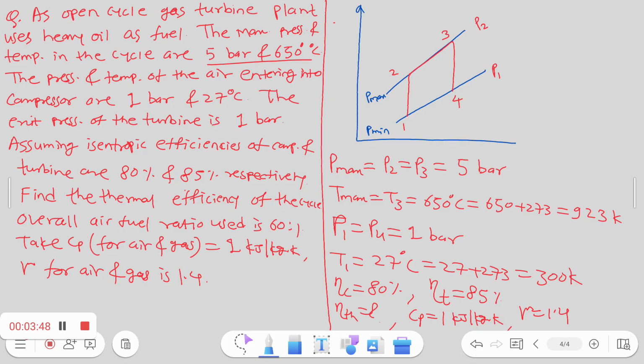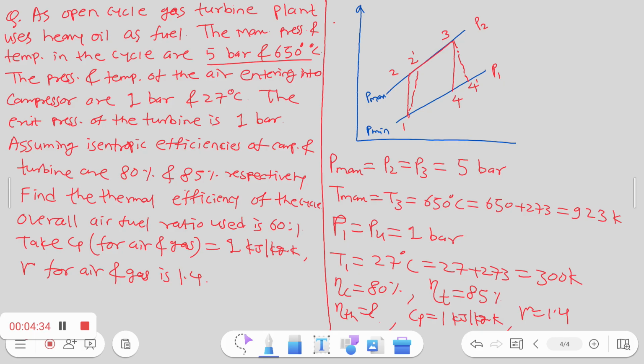So as efficiency is given, 1 to 2 is the isentropic process, and 1 to 2 dash is the actual process. Similarly, 3 to 4 is the isentropic expansion in the turbine, and 3 to 4 dash is the actual expansion, right? We know the temperatures T1 and T3, that we know.